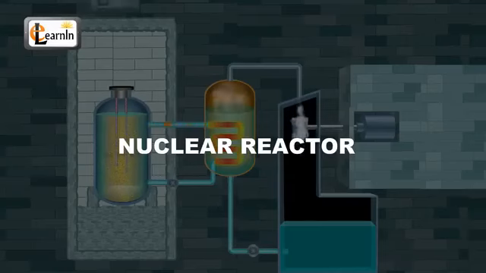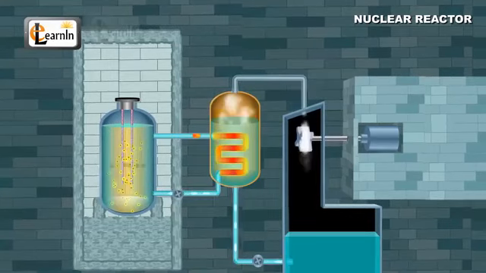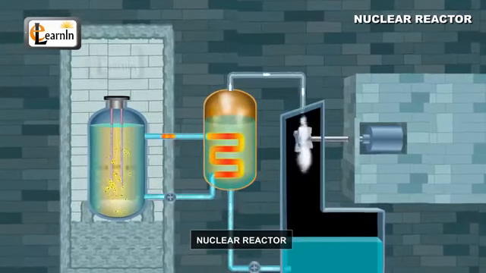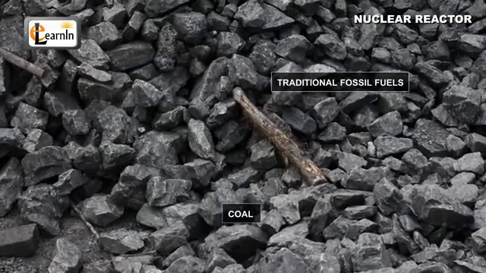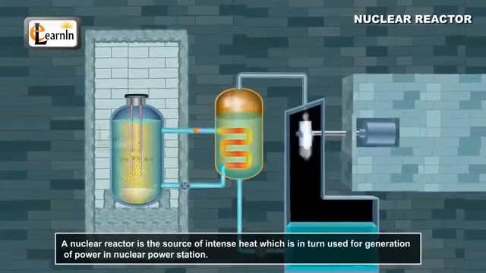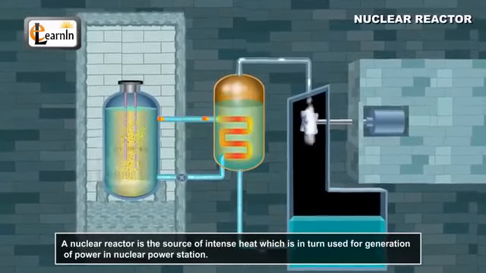Nuclear reactor. In this video, we're going to learn about the nuclear reactor. Nuclear reactors are the modern-day devices extensively used for power generation as the traditional fossil fuels, like coal, are at the brink of extinction. A nuclear reactor is the source of intense heat which is in turn used for generation of power in nuclear power stations.